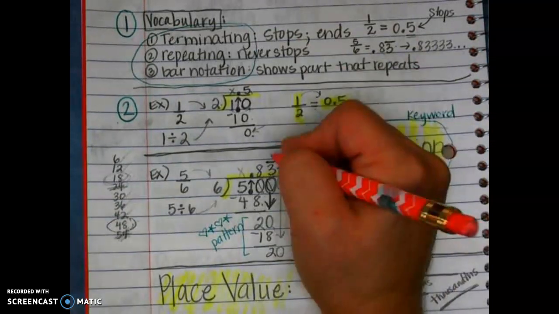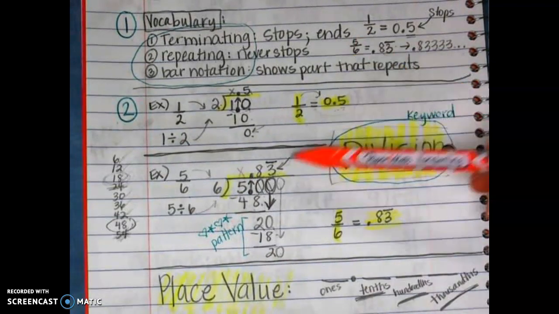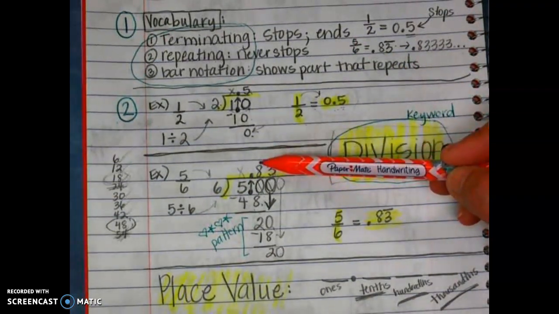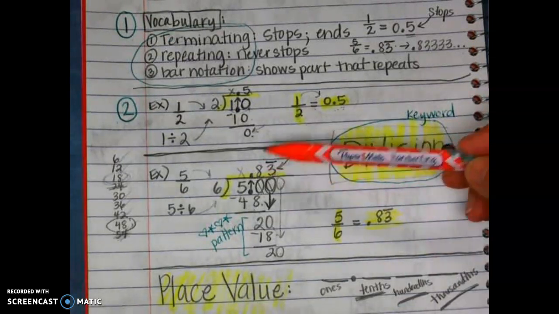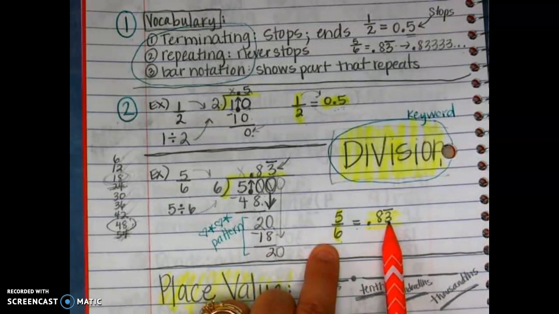And so to mark that, I use bar notation over only the 3, because only the 3 is going to continue over and over. The 8 is only going to happen one time. So 5/6 is equivalent to the decimal 0.83, or 83 hundredths, where the 3 repeats.